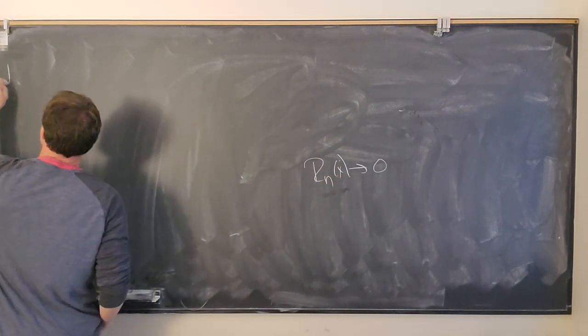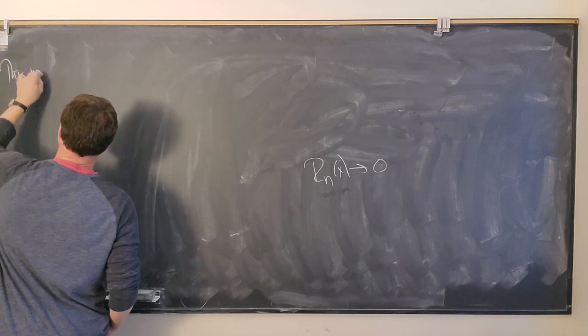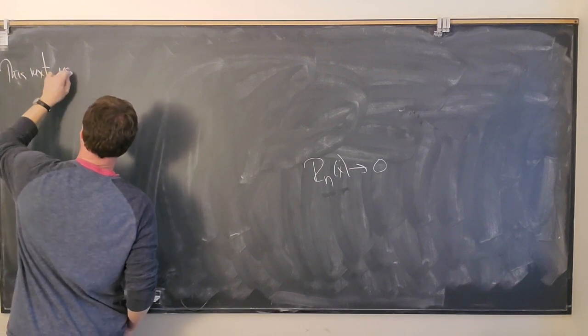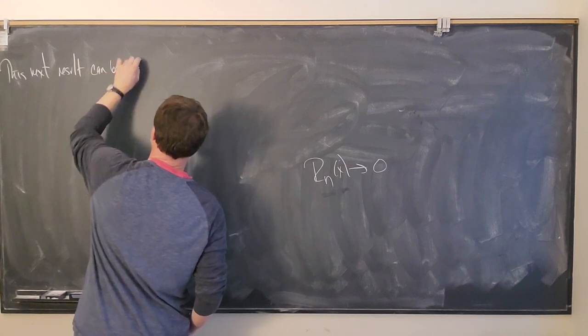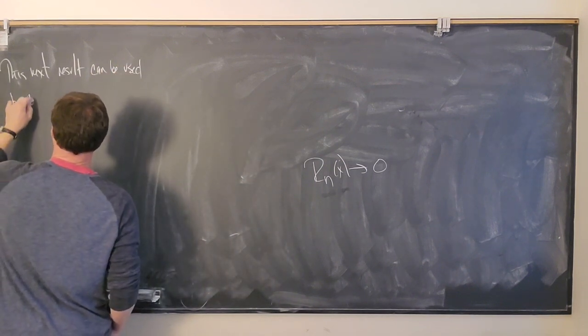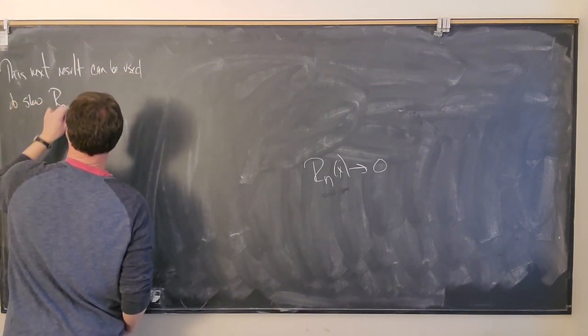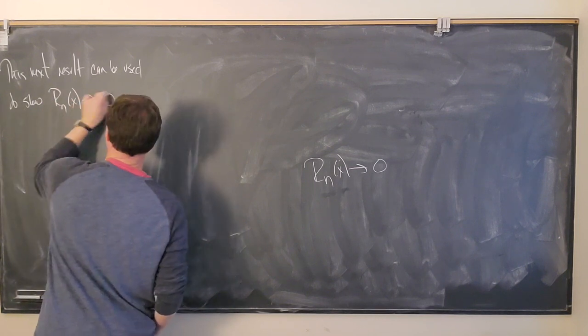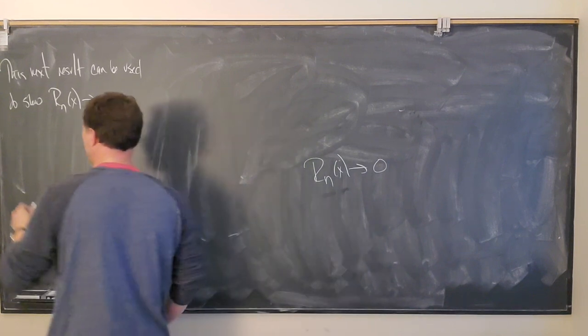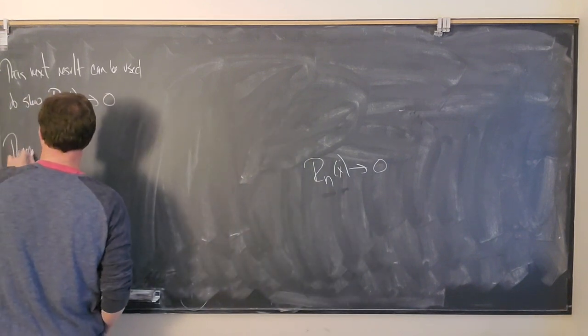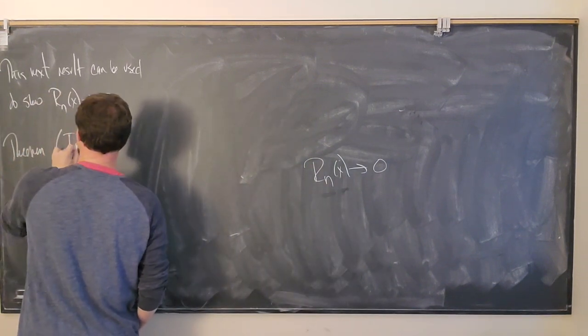And so this next result can be used to show that the nth remainder approaches 0 in certain cases. So this will be typically the theorem that we rely on. And so it goes like this. So theorem, and this has a name, it's called Taylor's inequality.